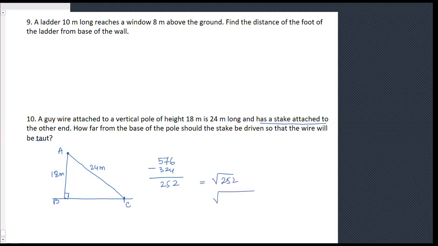So 252 factorises as 2 into 126, 2 into 63, 3 into 21, 3 into 7. So the pairs come out, a 2 and a 3, and it is 6 root 7. So the answer is 6 root 7 meters.